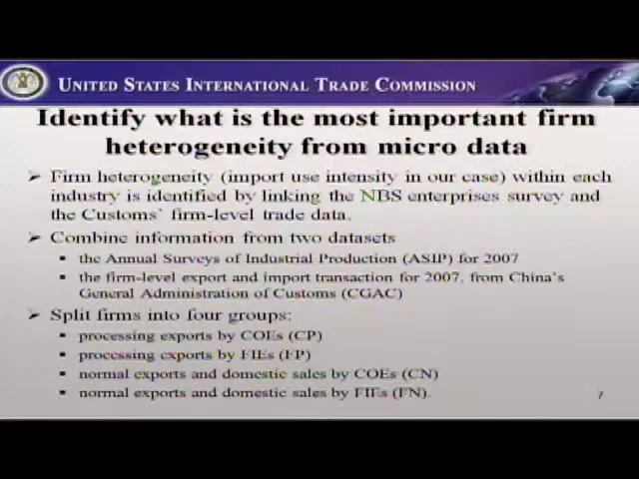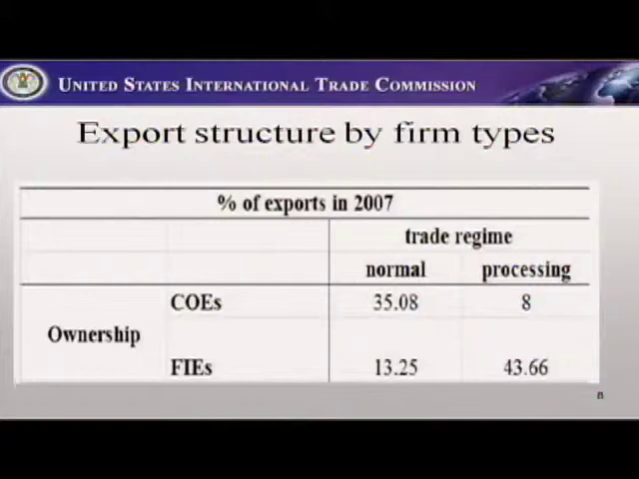Then we split the firms into 4 groups: the processing exporters of Chinese-owned firms, the normal exporters and the domestic sellers for Chinese firms, and the same for foreign firms, the 4 types. That's the structure of the exports, total exports, not broken down by commodity. You see 35% is normal export and domestic sales by Chinese-owned firms, but 44% is foreign-owned firms carrying on processing trade. So taken together, the Chinese-owned firms take only about 44% of Chinese total exports, while foreign firms take about 56% of Chinese exports in 2007.